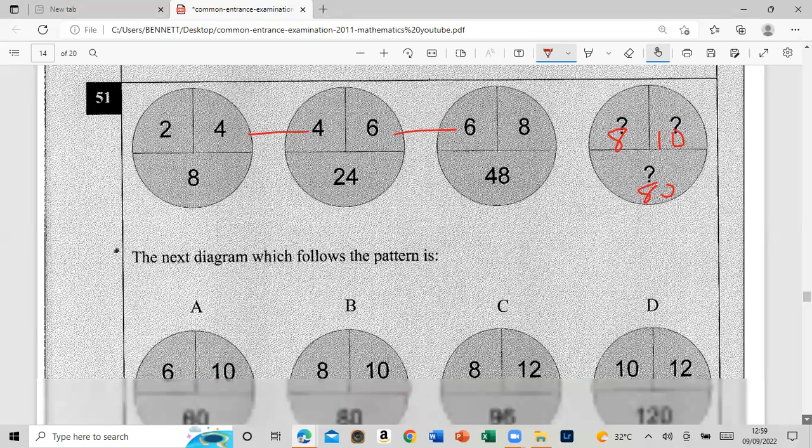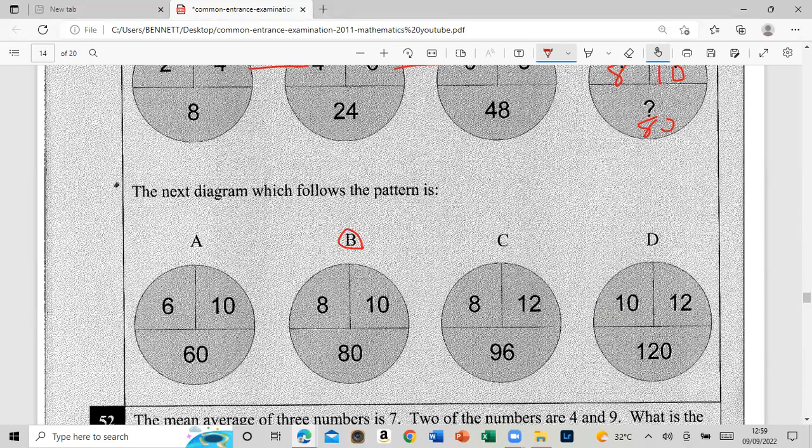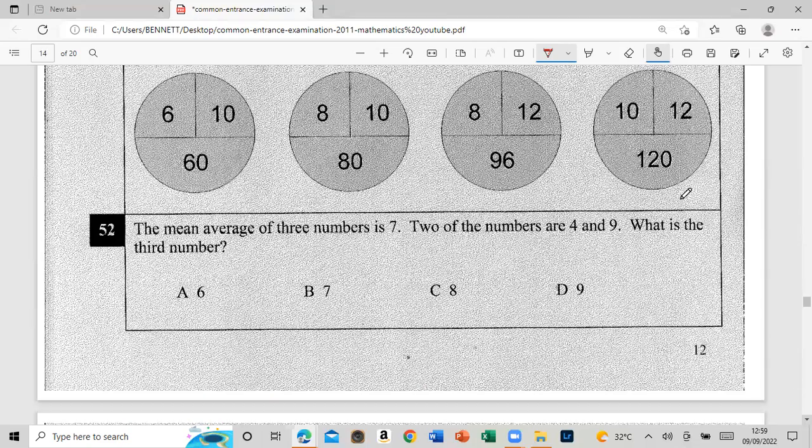Let's see what I'm going to say down here. So, alright, so 8, 10. Alright. So that is the P. Let's move on to 52.